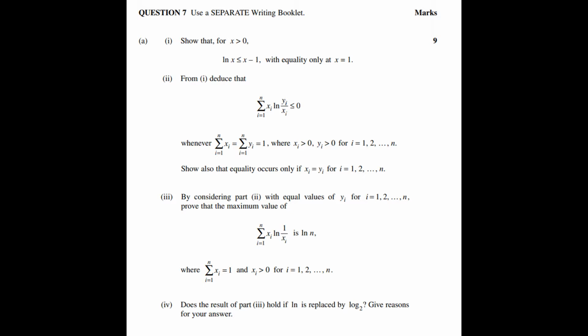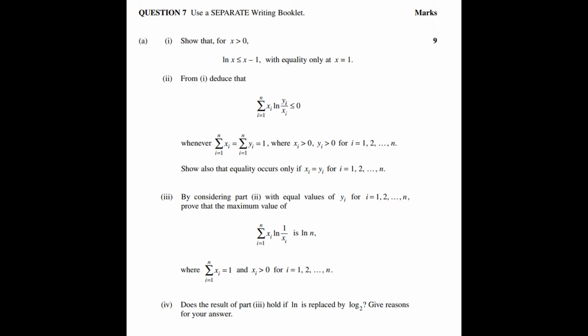By considering part 2 with equal values of yi for i equal to 1, 2 and so on up to n, prove that the maximum value of the sum from i equals 1 to n of xi log 1 on xi is log of n. And the conditions are where the sum from i equals 1 to n of xi is equal to 1, and xi is positive, or greater than 0, for i equal to 1, 2, and so on up to n.